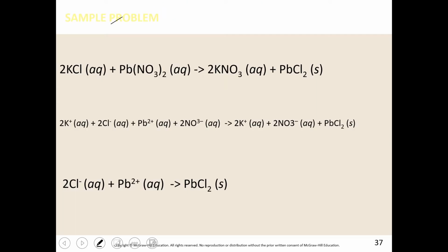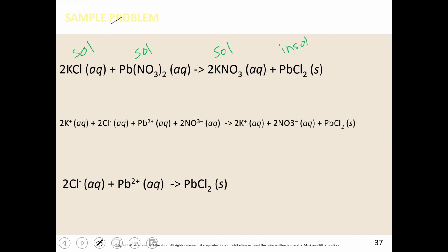So let's just look at a few more examples here. If I have this main molecular equation here, that's my main molecular equation, I can look at my solubility rules and I can say, okay, what's going on here? Well, potassium chloride is soluble. Lead 2 nitrate is soluble. All nitrates are soluble. Potassium nitrate is soluble. Again, all nitrates are soluble. And lead 2 chloride is an insoluble solid.